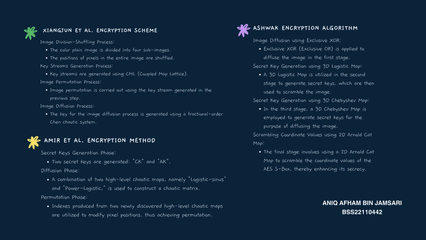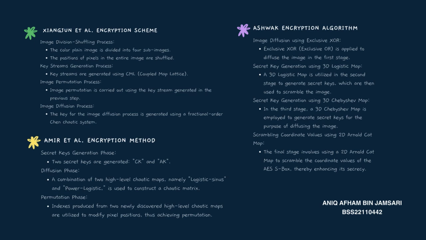order chaotic system. Next, a novel method for image encryption using chaotic maps is proposed by Amir. The encryption algorithm has been divided into three phases. The secret key generation phase, where two secret keys are generated, which are CK and AK. Next, the diffusion phase, where a combination of two high-level chaotic maps, namely logistic CNS and power logistic, is used to construct a chaotic matrix. Lastly, indexes produced from two newly discovered high-level chaotic maps are utilized to modify pixel positions, thus achieving permutation during the permutation phase.